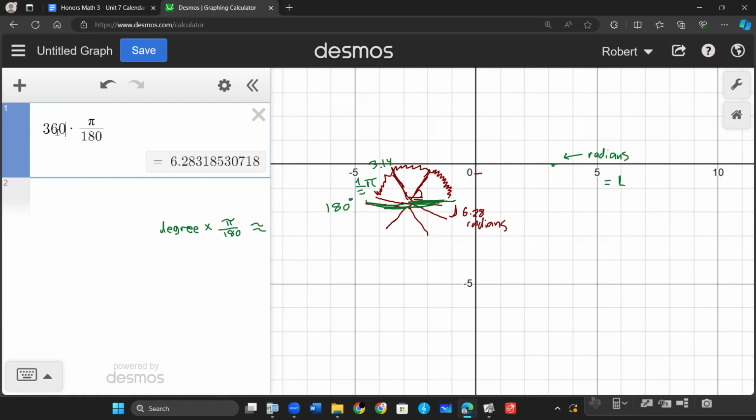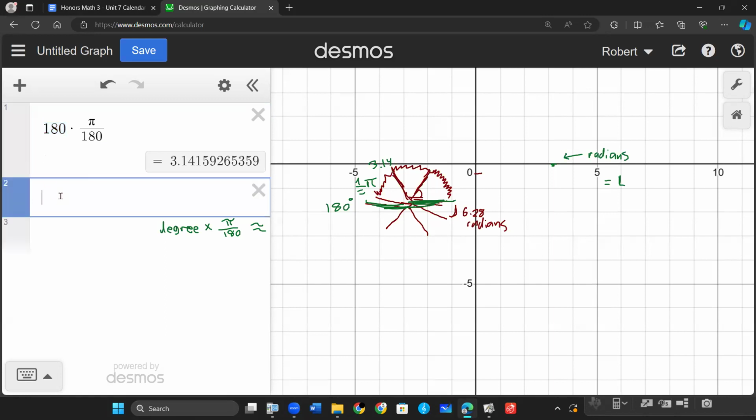And if I converted 360 degrees, that is fully 1 rotation around the circle, which is 6.28 radians. For 180, the 180s would cancel out, and you would just be left with 3.14, which is pi. So you can take any degree measure, multiply by pi, divide by 180. You can get that in the form of a radian.